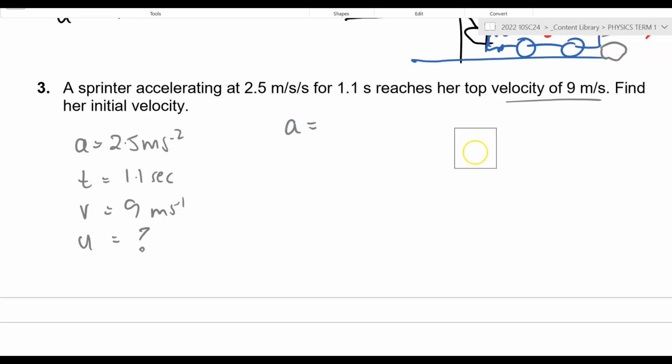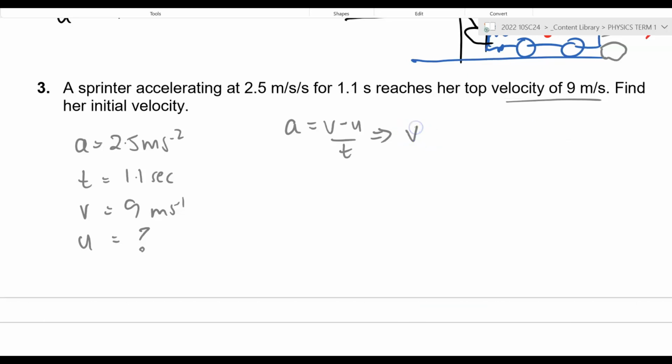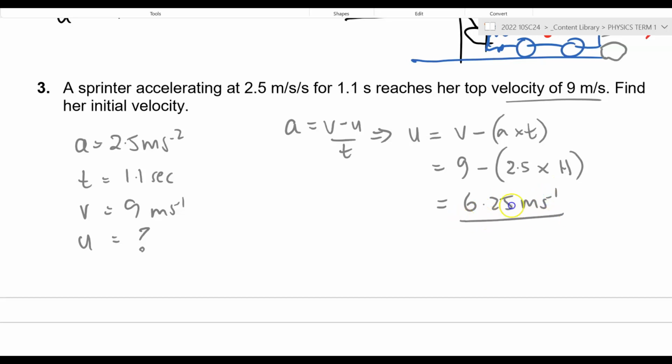So our statement of intent: a is v take u on t. If we go up to our other equations, we want our initial velocity, u, which is v take acceleration times time. So final velocity was 9, her acceleration 2.5, and she was accelerating for 1.1 seconds. So she was going 6.25 meters per second when we initially started measuring.